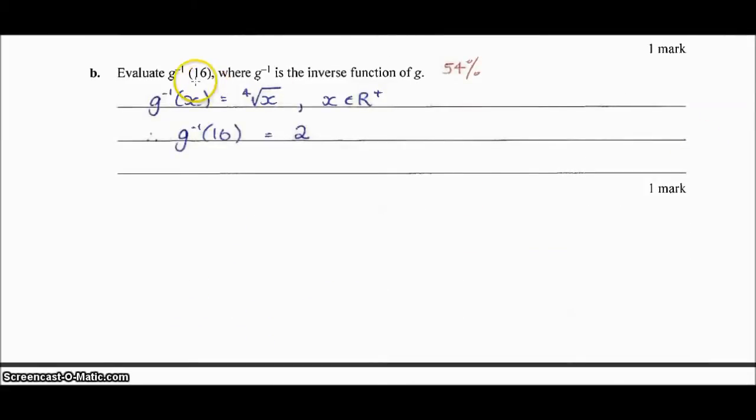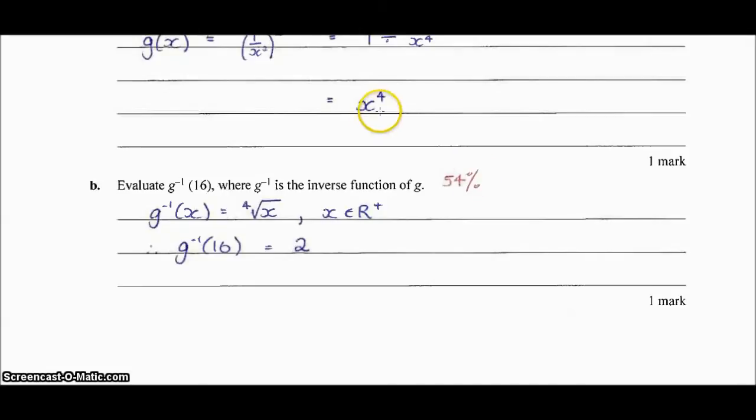Part B, we want to find g to the negative 1 of 16, where g to the negative 1 is the inverse function of g. So the inverse function is pretty easy. The inverse of x to the 4 is just the 4th root of x, or x to the power of 1 on 4, same thing. And you notice I put the domain here. The reason for that is so that when I sub in 16, I get 2. I don't get plus or minus 2. We're only considering where x is greater than 0.